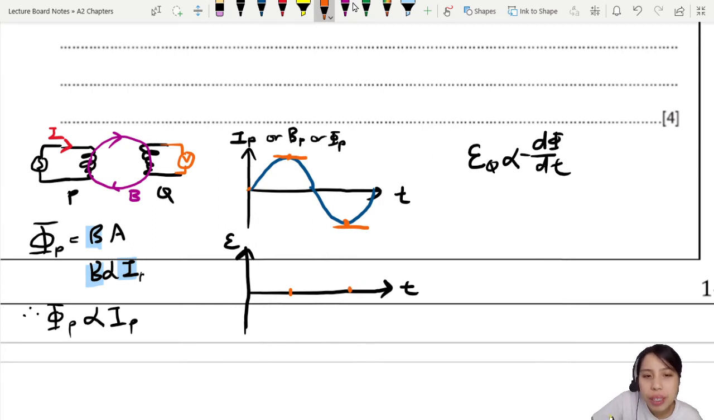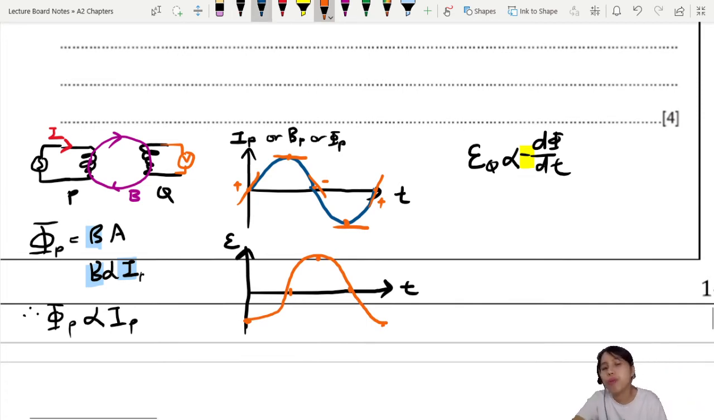Where is the biggest gradient? This one looks pretty big, positive gradient, but because of the negative sign, I'm going to put a negative number down here. Where else? Here there is a negative gradient, so I'm going to put a positive EMF induced. Last part, positive gradient means a negative induced EMF. So if I connect all the dots, I should get what we call a cosine wave like this.